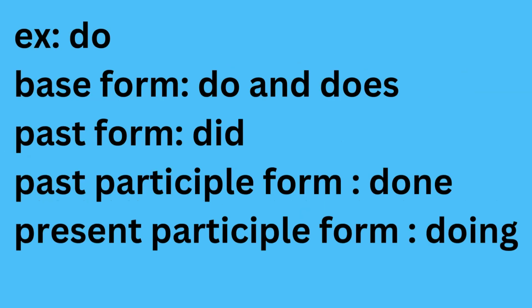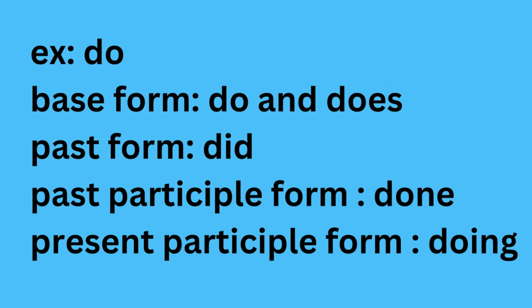For example, if we talk about the verb to do, the base form is do, I do. This is the base form. Do, does. It's a base form. And the past form of the verb to do is did. And the past participle of the verb to do is done. And the present participle form of the verb to do is doing.